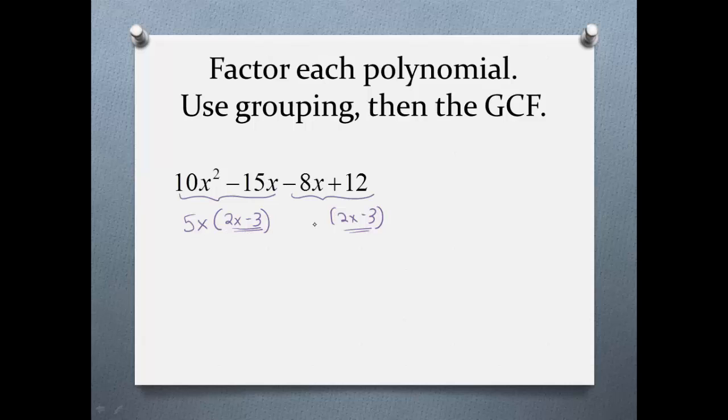But in this case I can, and if I put a 2x minus 3 over here on the right, in order to get this negative 8x here, I have to have a negative 4. And then again, negative 4 times negative 3 will give me the positive 12 again. The 2x minus 3 is in common, so my factored form is 2x minus 3 times 5x minus 4, or if you like it in the other order, you can write 5x minus 4 times 2x minus 3.